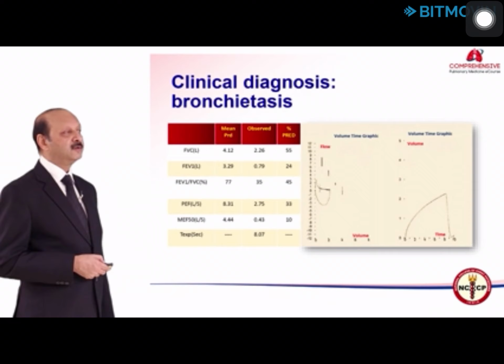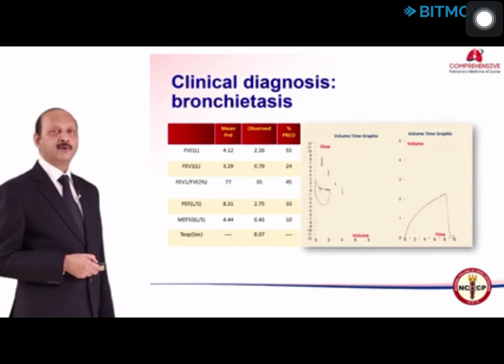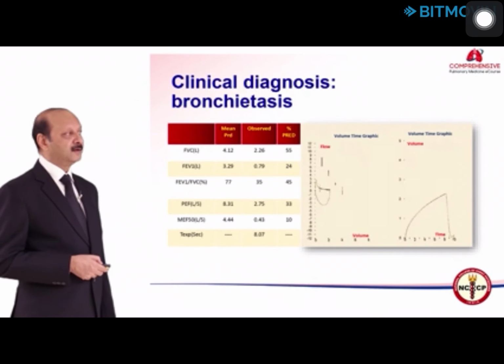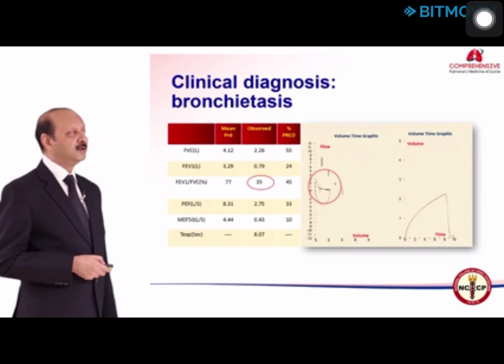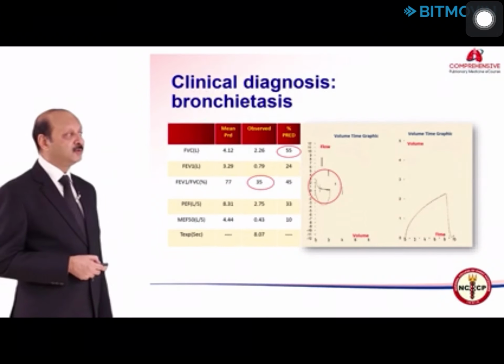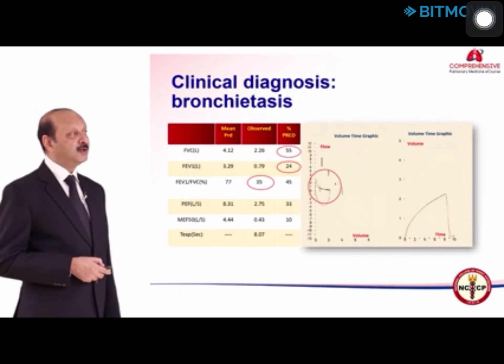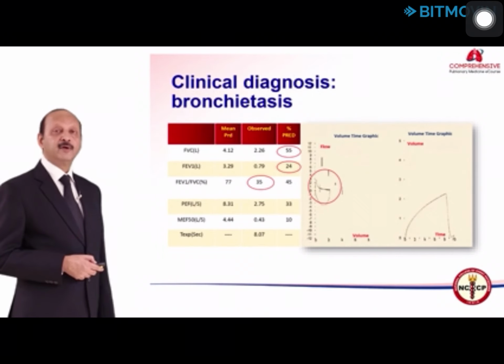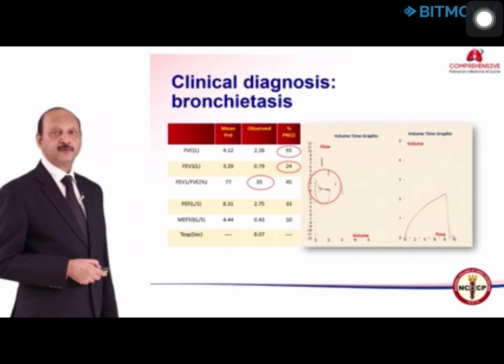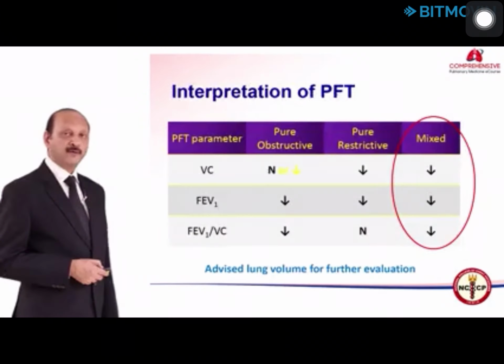Then look at this example, a case of bronchiectasis comes to the lab for PFT. Again, do not jump at the values, look at the curve, curve is acceptable. Look at the ratio, FEV1 by FVC ratio is reduced, just 35%. Look at the FVC, it is 55% of predicted normal, reduced. FEV1, just 24% of predicted normal, reduced. So, you have FVC reduced, FEV1 reduced, and the ratio also reduced. So, what will be your diagnosis? Yes, correct. This will be a mixed kind of disorder.